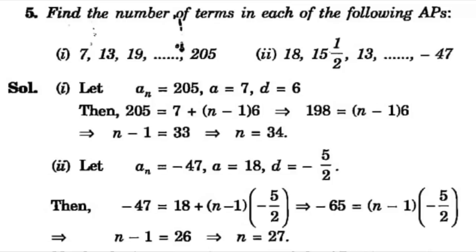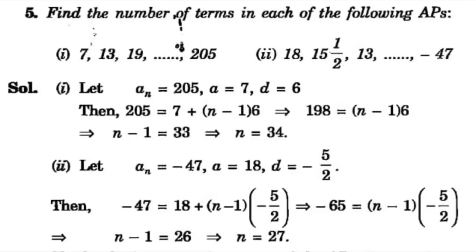Now, question number 5 is, find the number of terms in each of the following APs. In the first part, we are given 7, 13, 19, and so on, 205. Dear students, here 205 is the last term. It is the value of an. Now a is 7, the second term is 13, so the common difference is 6. 13 minus 7 is 6. So the first term is 7, common difference is 6 and nth term is 205.